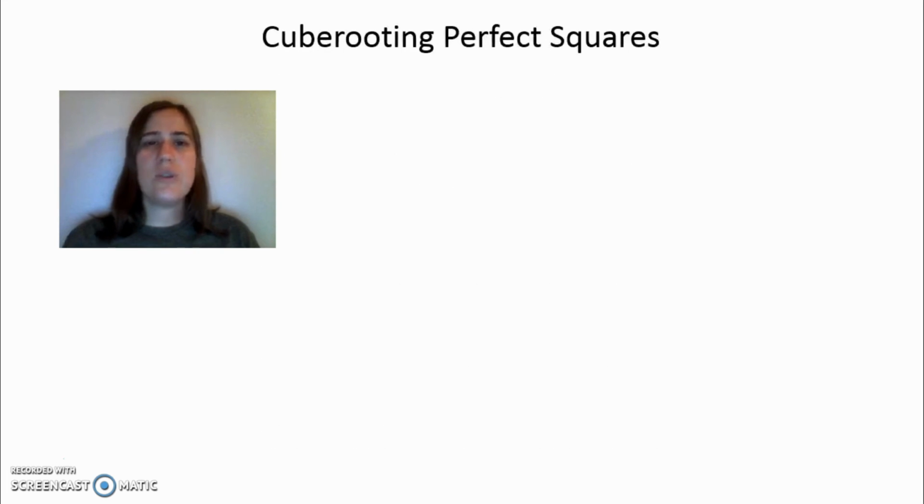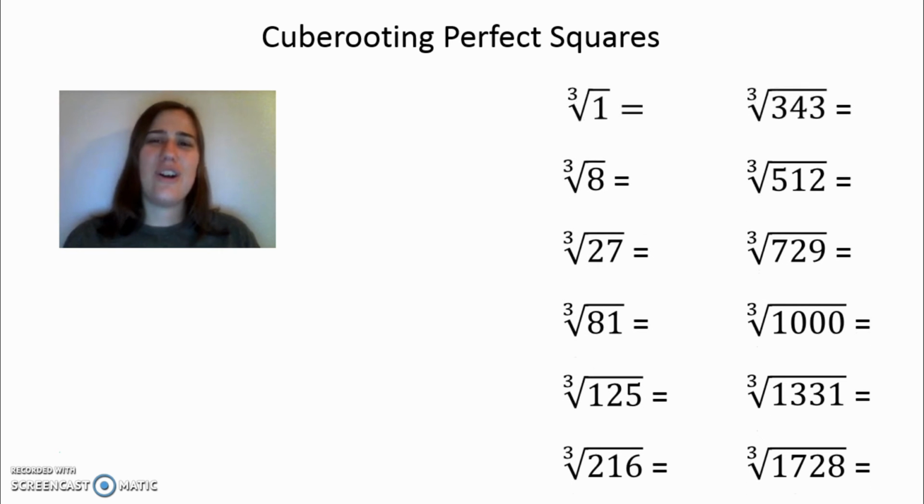We are going to be cube rooting perfect cubes next. You knew it was coming. So here are all the perfect cubes. 1, 8, 27, 64, 125, 216, 343, 512, 729, 1000, 1331, and 1728. You really only need to know the first 5.